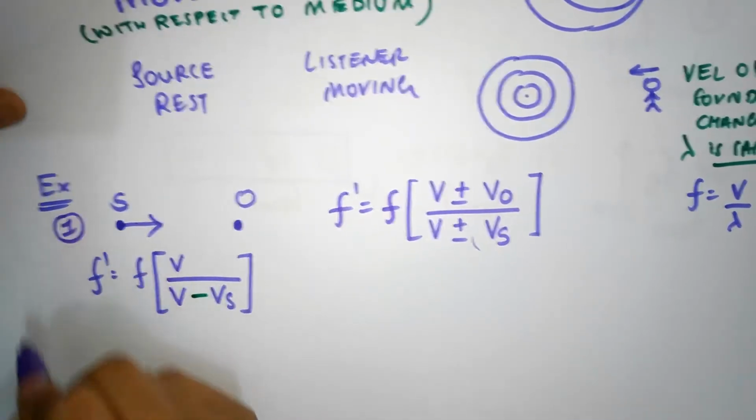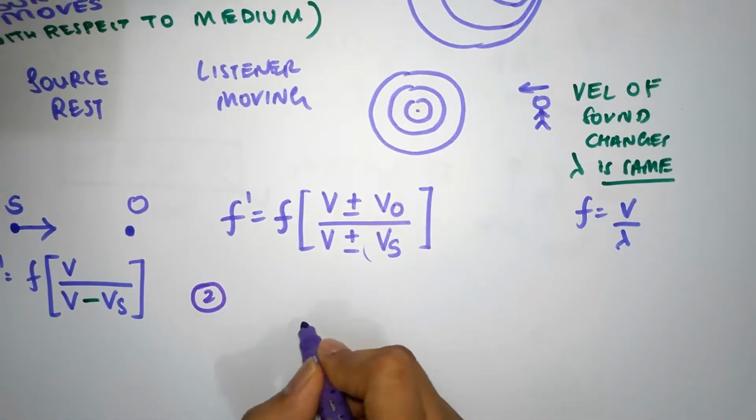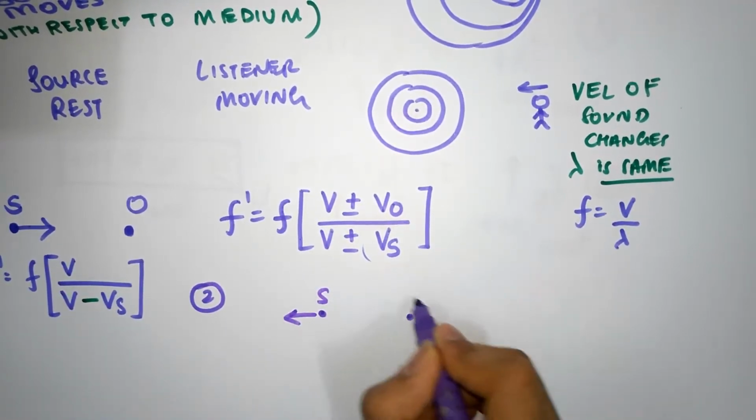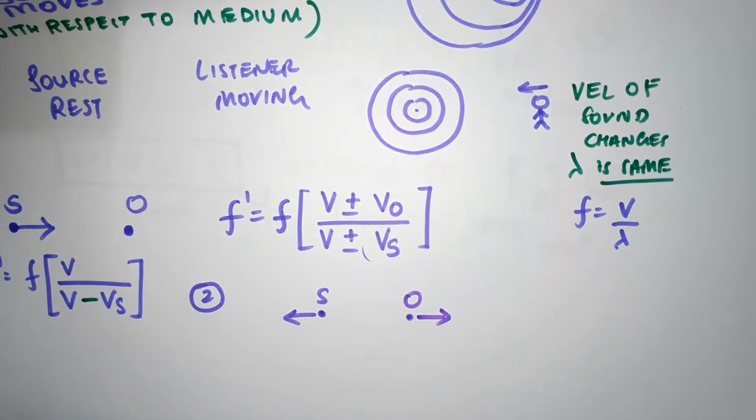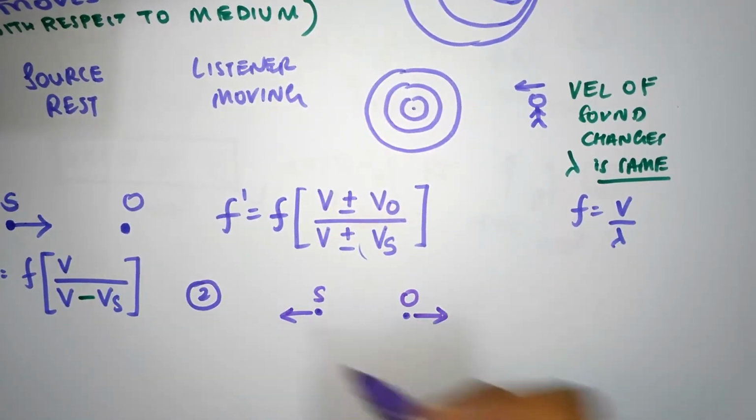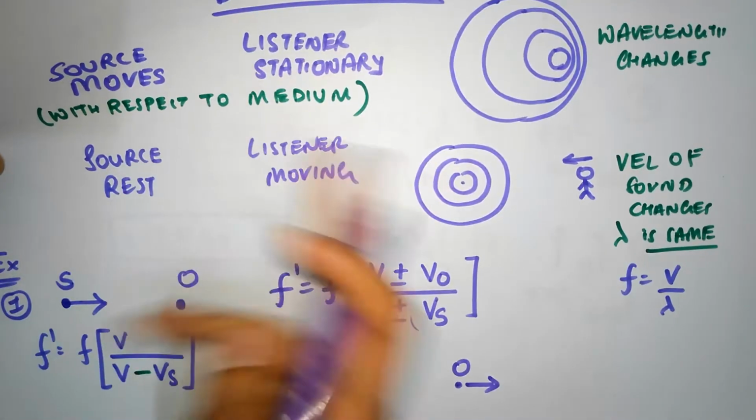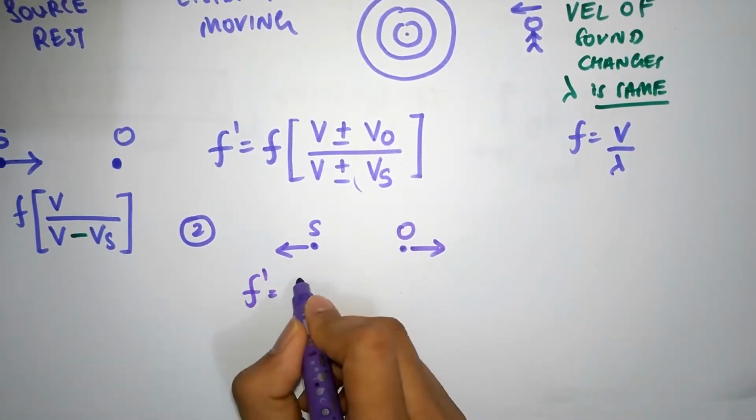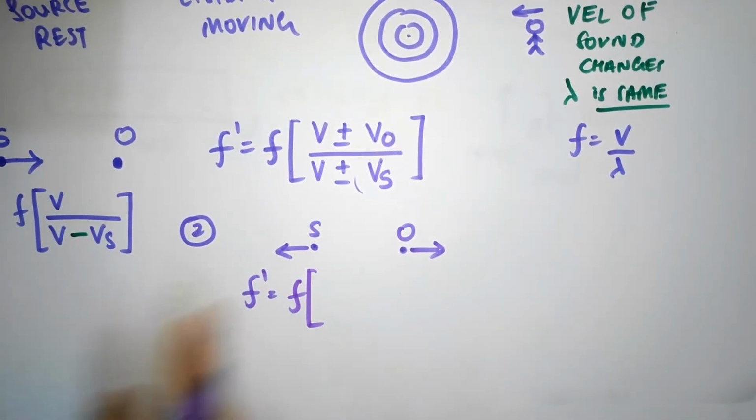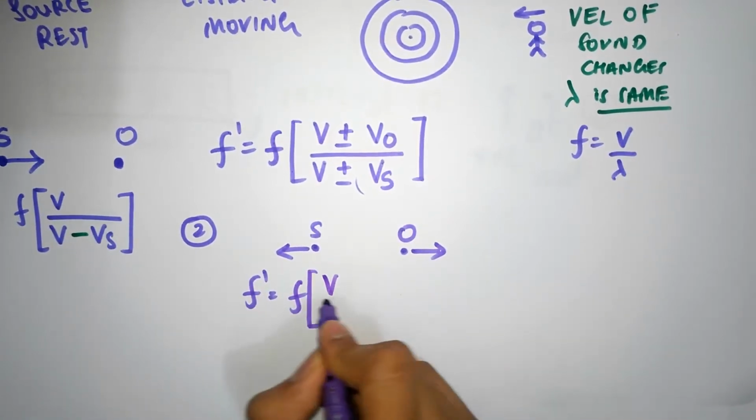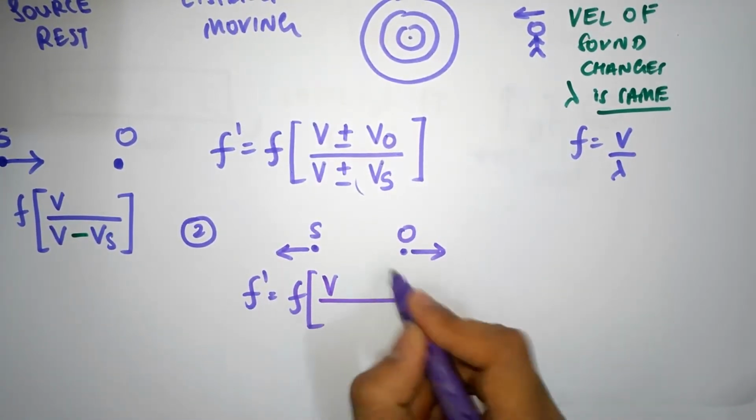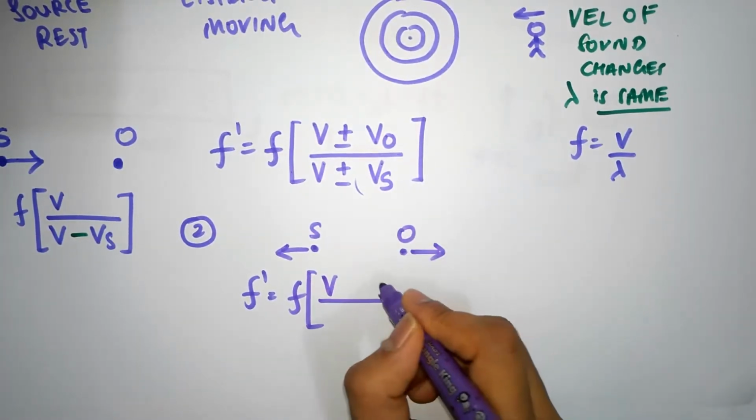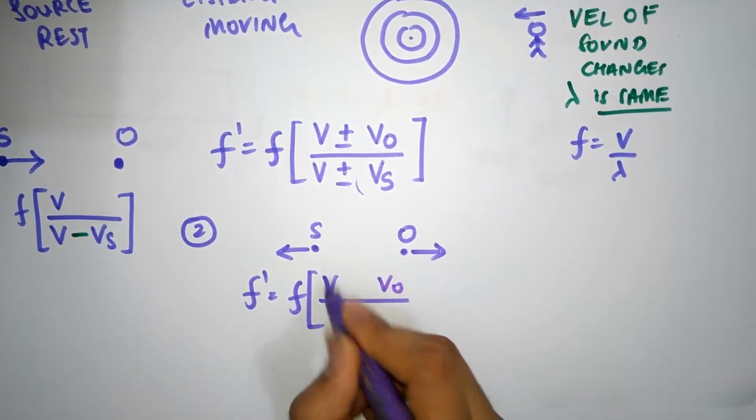Okay, let's take another case. Let's take a case where the source is moving away from the observer and the observer is also moving away from the source, and they have some speed with respect to the medium. What's going to be the frequency heard? Well, the apparent frequency is going to be the actual frequency times v, with the observer in the numerator, because the velocity effect is due to the observer, divided by the denominator, and the wavelength changes due to the source.